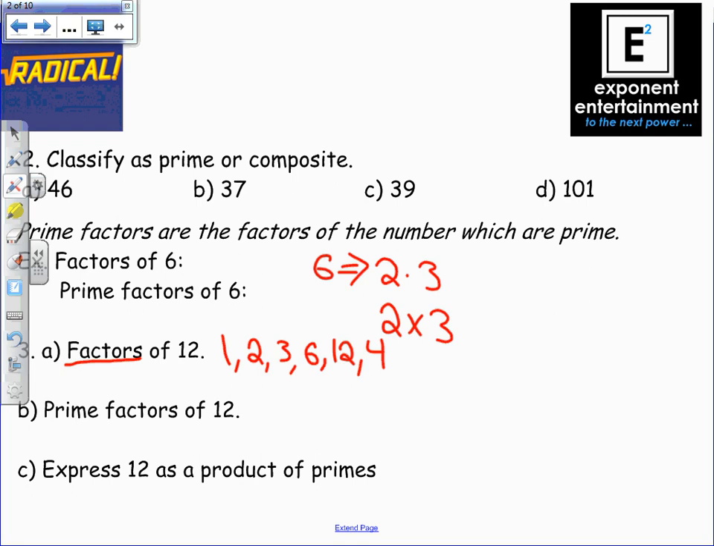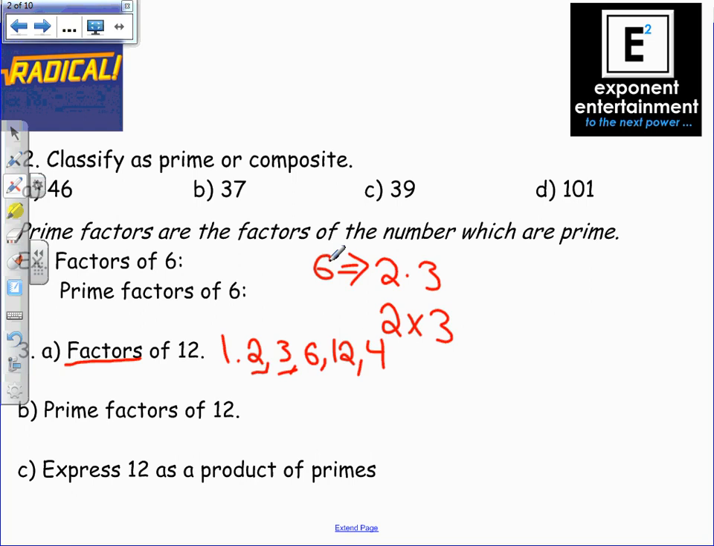Oh, okay. So if you look at this list of all the factors of 12, what are the prime factors of it? 1, 3, 2. What did we say about the number 1 on the first page? Right. Number 1 is a special number. It's not a prime number. 2 is, 3 is, 6 isn't, 12 isn't, 4 isn't. So that's all the prime factors.